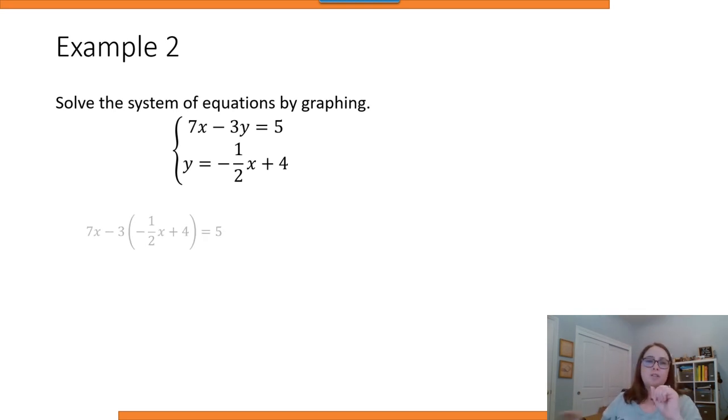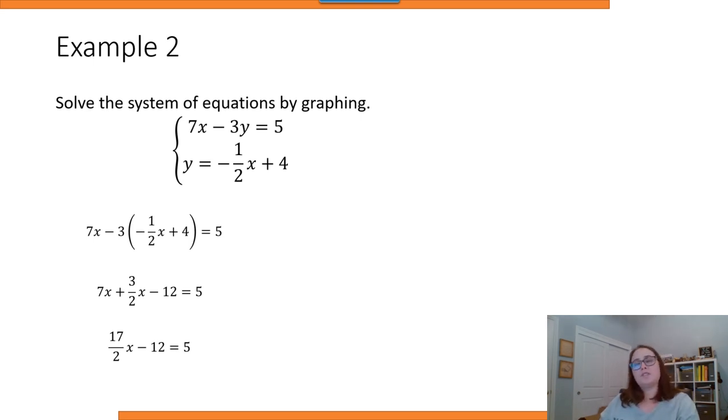So I'm going to take that top equation, and wherever there's a y, I replace it with negative 1/2 x plus 4. So I end up with 7x minus 3 times the quantity negative 1/2 x plus 4 equals 5. Now the advantage to this is I no longer have any y's in the equation, I only have x's, and I know how to solve an equation with one variable. So I'm going to simplify this by distributing the 3. Combine my like terms. I've got two x terms there, 7x plus 3/2 x. I can combine. That gives me 17/2 x minus 12 equals 5.